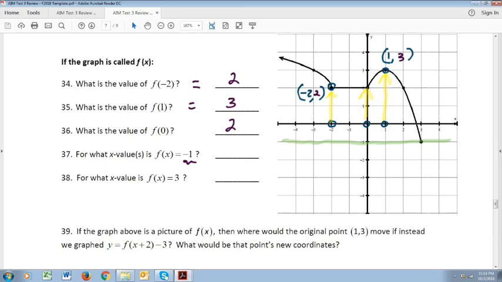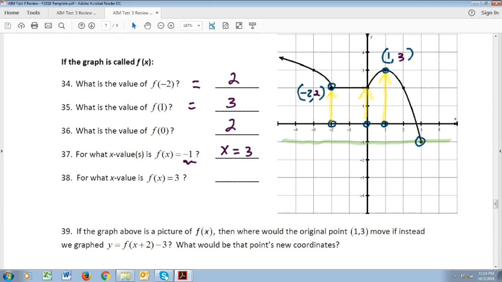So I've drawn a line where y is equal to negative 1. All of those points are down 1, and so this is the point on the graph that's down 1. And that happens when x is 3. So again, we're going backwards from what we were given before. We're basically given a y value or an output, and we have to find the x value or the input.